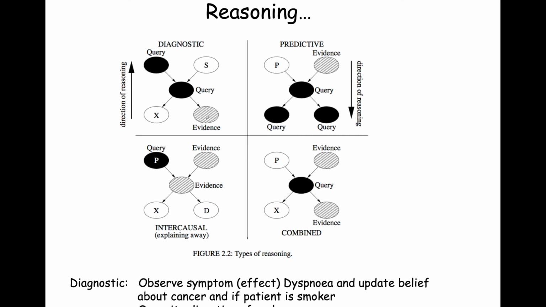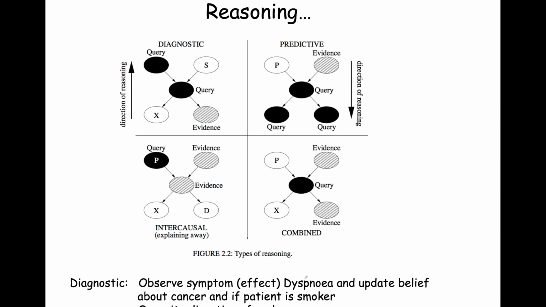It's your root node. You go to the root node, the end effect, and you condition on that, and you set it. And once you set it, then you go up in the opposite direction towards the root, trying to find the root cause. And so with diagnostic reasoning, you observe a symptom, which is an effect, an end effect, like dyspnea.